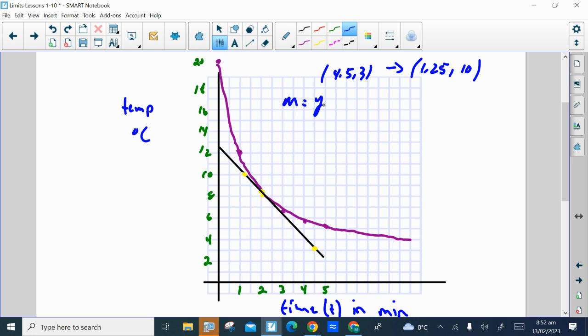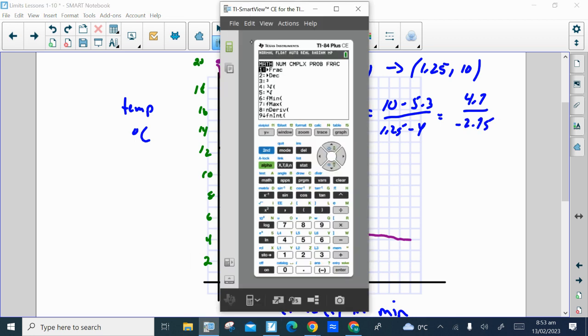So m, the slope, is found by y2 minus y1 over x2 minus x1. Remember, we're finding the slope because the slope of the tangent, we now know one of the applications of that, it gives you the instantaneous rate of change of one object with respect to time. So here it'll be 10 take away 5.3 over 1.25 take away 4. So 10 take away 5.3 would be 4.7. And on the bottom, 1.25 take away 4 would be negative 2.75. And then we'll use our calculator to get that.